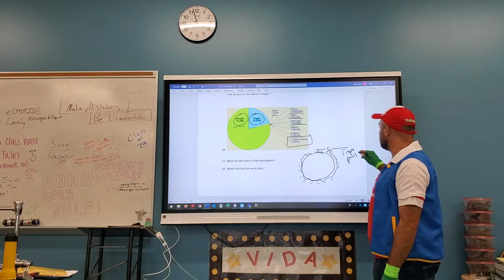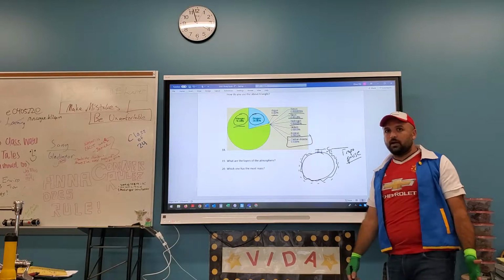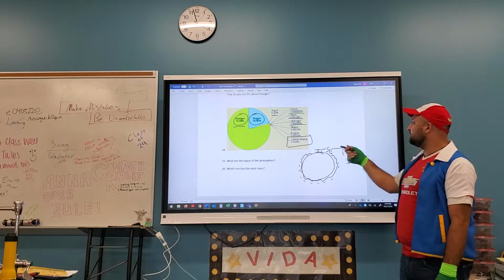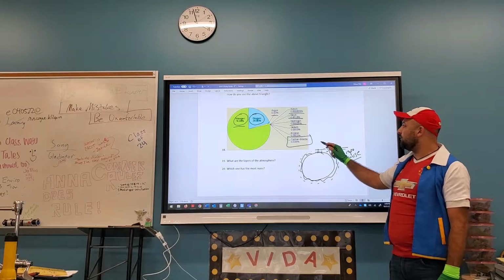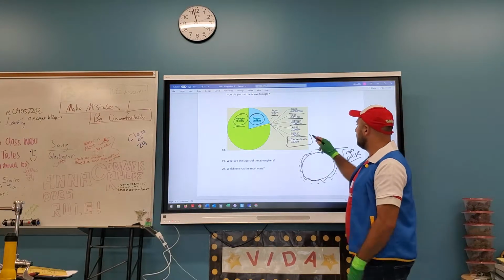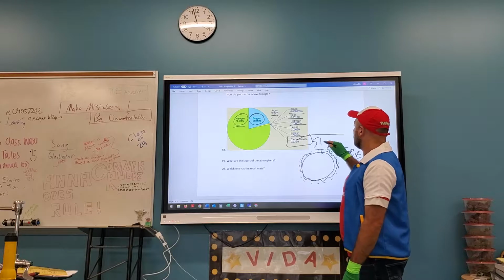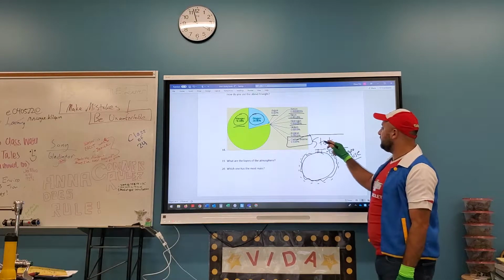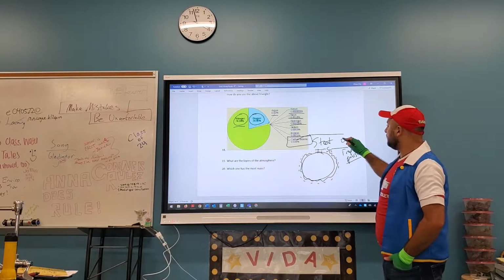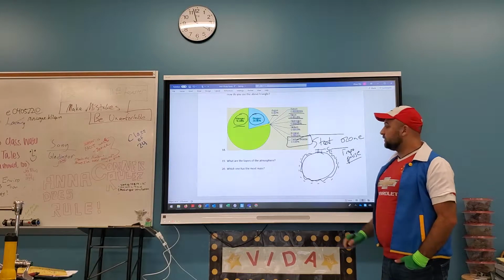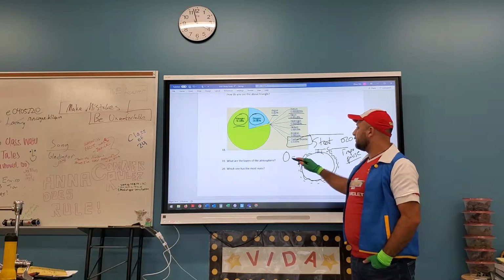I don't know if I mentioned this before or not, but it should be pretty clear. Tropopause is the layer, or the pause, between the troposphere and the one above, which would be the stratosphere. So the stratosphere is a little bit bigger, all right? And in the stratosphere here, we have our very important layer of ozone. Ozone, better known as O3.